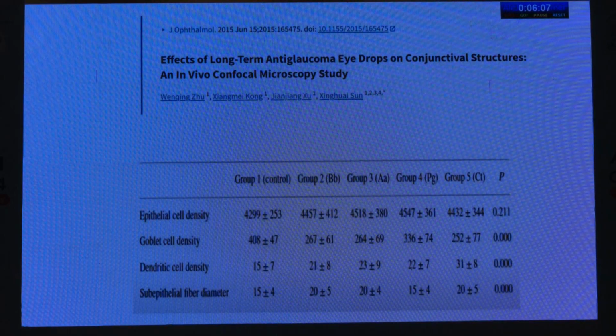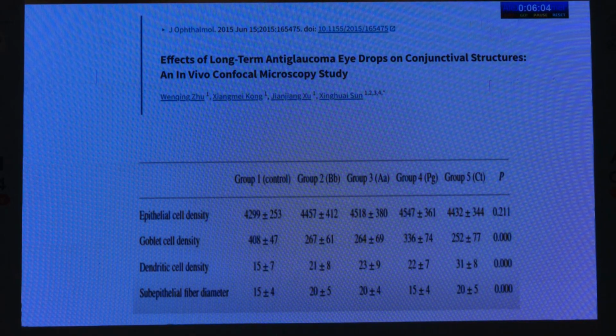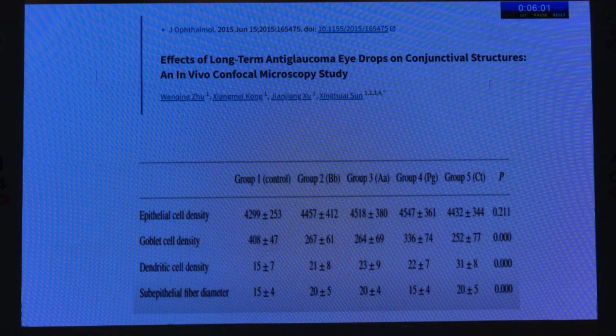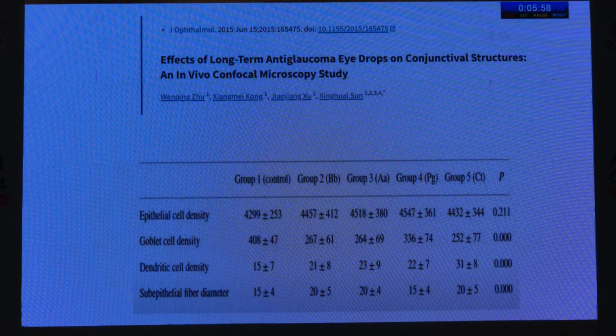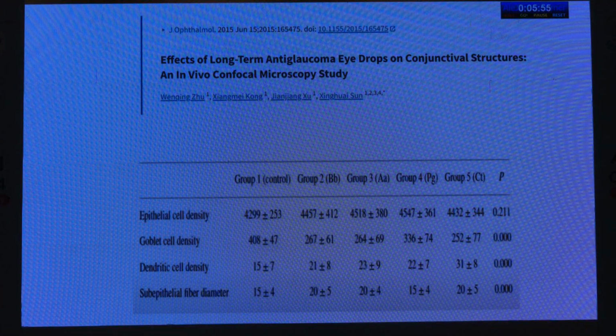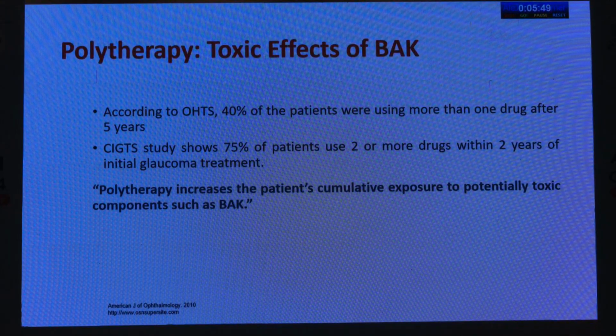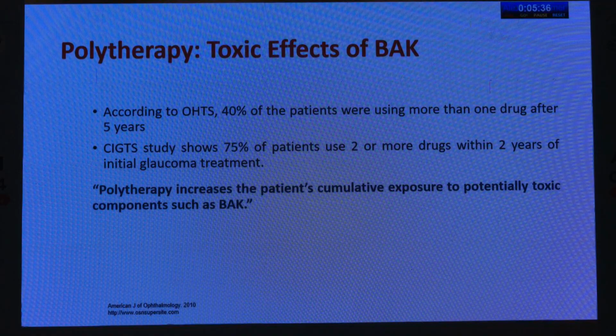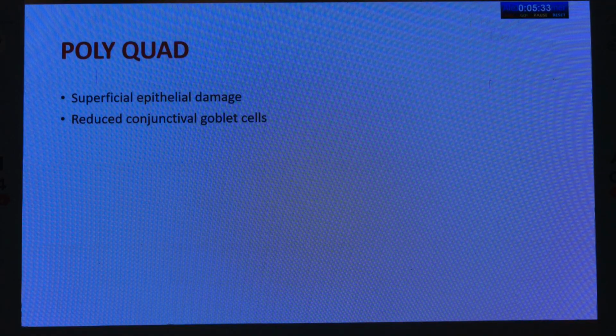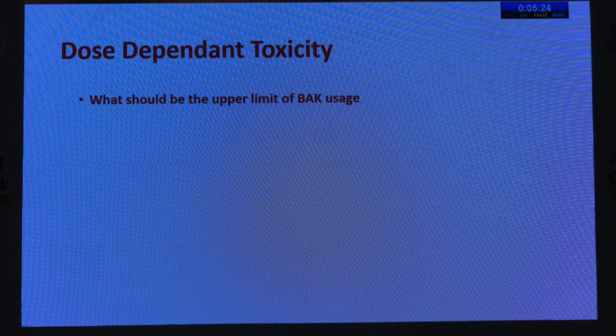In a study where an in vivo confocal microscopy study was done, where the effect of long-term anti-glaucoma eye drops was done in conjunctival structures, it was noted that the epithelial cell density, goblet cell density, dendritic cell density, and subepithelial fiber diameter had decreased significantly. Now, as already told, polytherapy increases the toxic effect of BAK, which has been shown in the ocular hypertension study and CIGHTS study, where polytherapy increases the patient's cumulative exposure to potential toxic components, that is BAK. Other preservative that is used is polyquat, which has a similar detergent action and causes superficial epithelial damage and reduces conjunctival goblet cells.